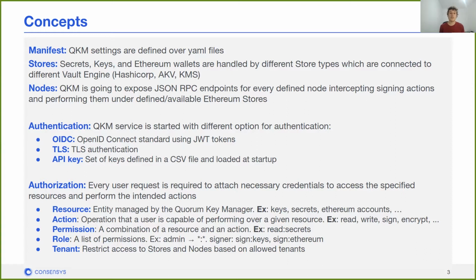Stores are the components you are going to use to distribute and encapsulate the access to your private resources. And there are three types of them. One is for secrets, another one for keys, another one for Ethereum wallets. Then you have nodes. The nodes are the JSON RPC nodes where the Quorum Key Manager is going to be proxying the traffic and intercepting the signing operations.